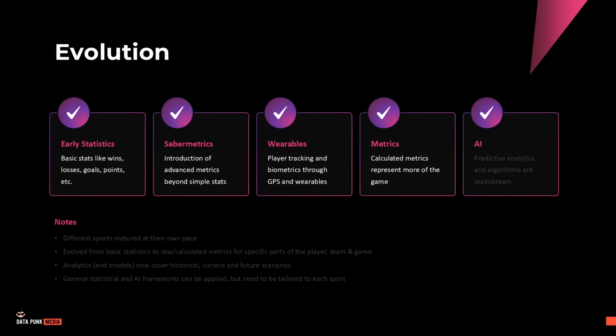Soccer embraced metrics like expected goals, xG, and expected assists, xA. These advanced metrics provided deeper insights, helping teams make strategic adjustments based on quantitative measures.